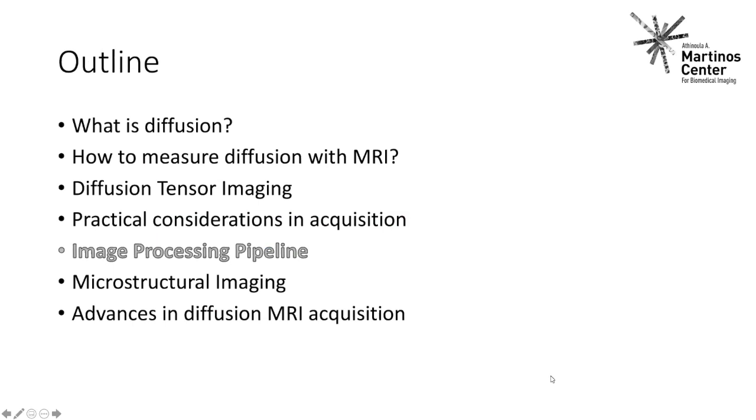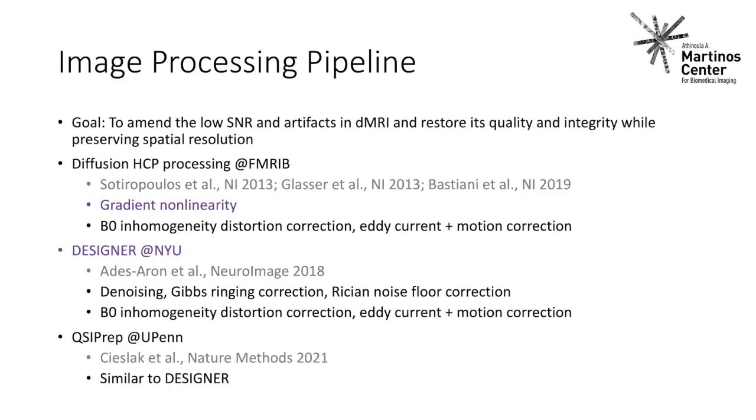And then there's also an important part of this talk, the image processing pipeline. The goal of the image processing pipeline is to remedy the low SNR and artifacts in diffusion MRI and restore its quality and integrity while preserving spatial resolution. As we know, most of the artifacts can go away if we apply Gaussian smoothing over space, like a Gaussian filter, and the ringing or noisy stuff just goes away. But we still want to maintain the spatial resolution, so we don't do that.